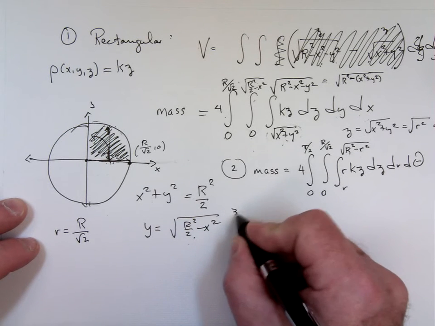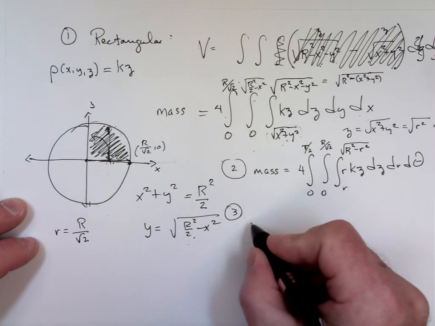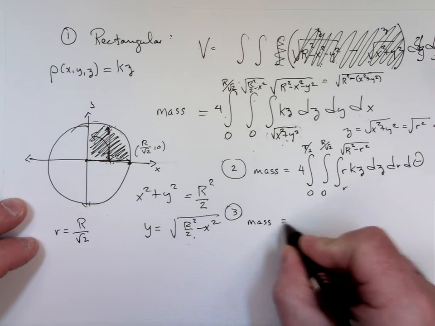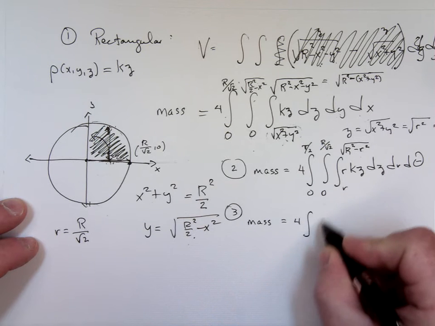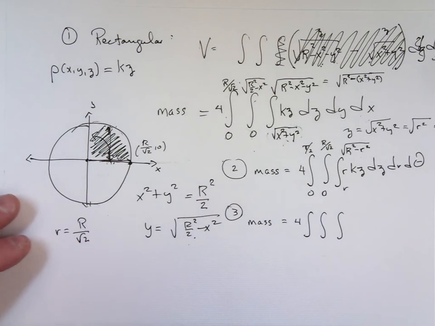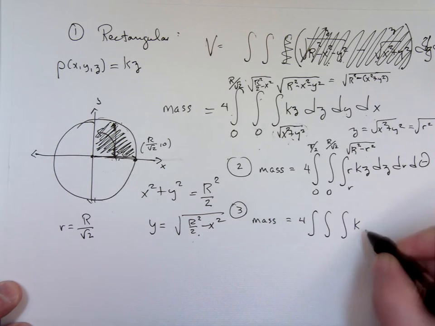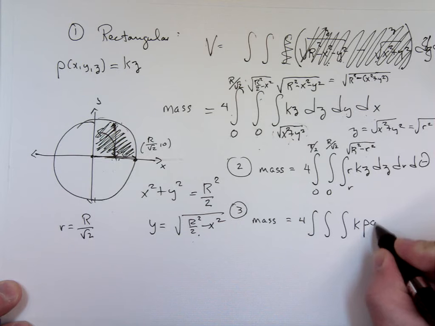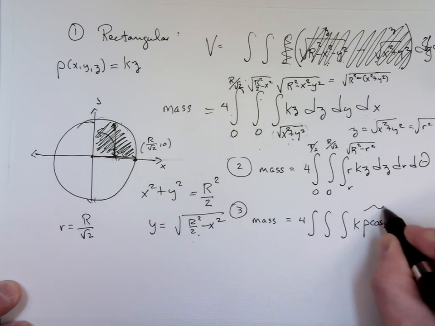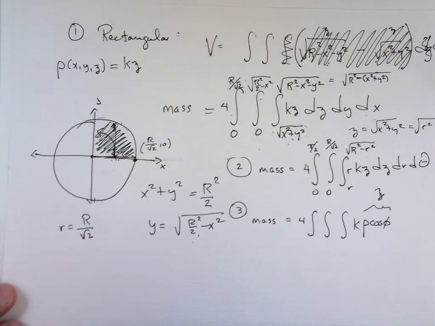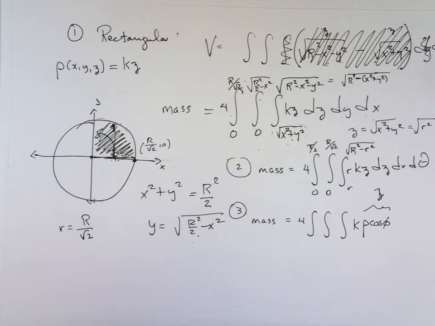Let's do spherical coordinates. Now, let's see what we have. First of all, we have a density function that's kz. We don't have a z in spherical coordinates. We need rho cosine phi. That's what z is equal to. We were doing that the other day. So that's the first thing that has to change.